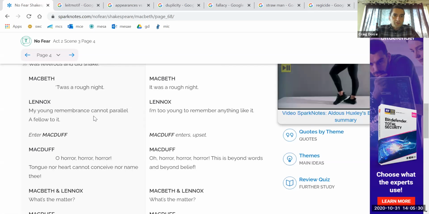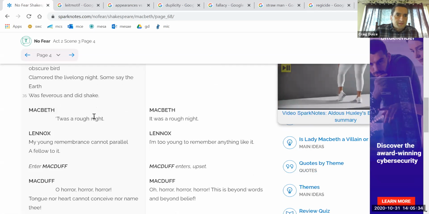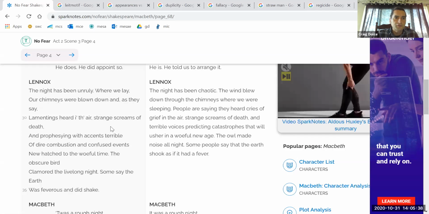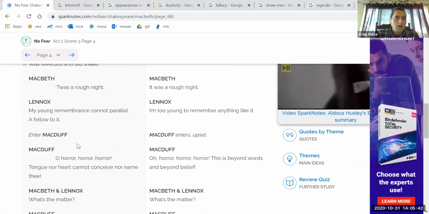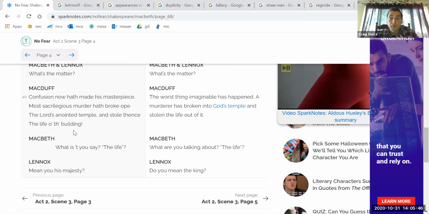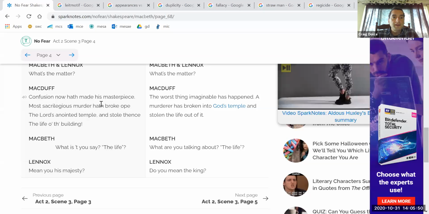Macbeth says, "Yes, 'twas a rough night." And Lennox says he can't remember when it's been such a crazy night. Strange screams of death. So Macduff comes out after discovering Duncan's body, and he says, "Confusion now hath made his masterpiece."